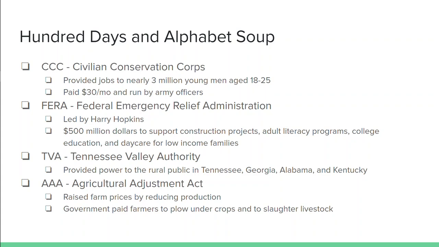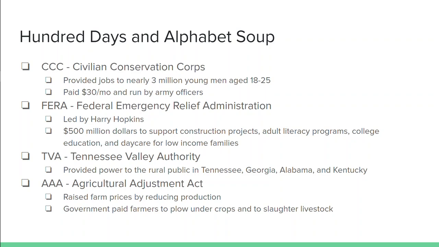For example, we have the CCC, the Civilian Conservation Corps. It's created in March of 1933. And its job is to put young men between the ages of 18 and 25 to work. There are somewhere around 3 million men who are put to work in national forests, national parks, recreation areas. They do soil conservation projects, and they only get paid $30 a month, but that's much, much more than what most people were getting during the day.